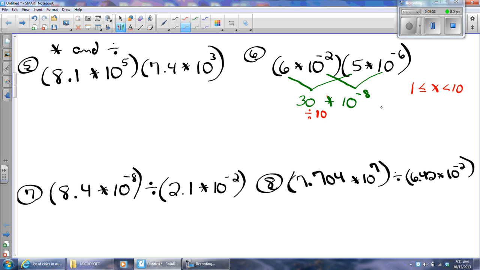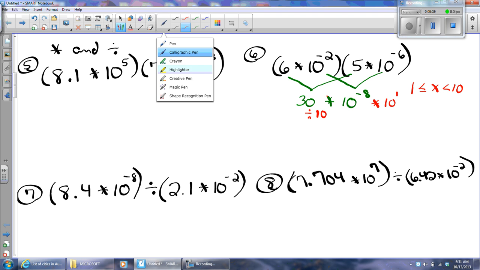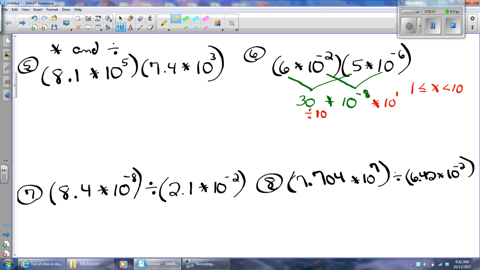Then I'll have to multiply the 10 to the 8th by 10 to the 1st. These two here undo each other. They're inverses of each other. They cancel each other out. Therefore, they don't change the green number at all. Okay, so I'm going to get 3 times 10 to the negative 7th. Yeah, negative 8 plus 1 is negative 7. There you go. All right.